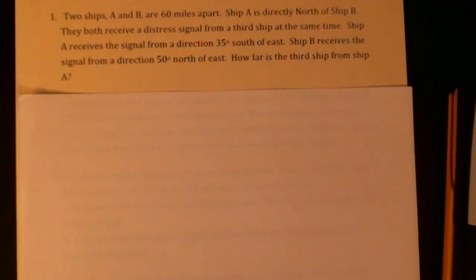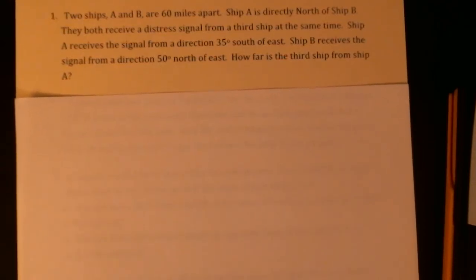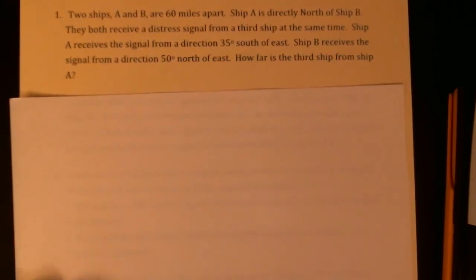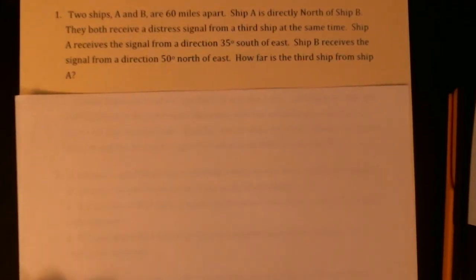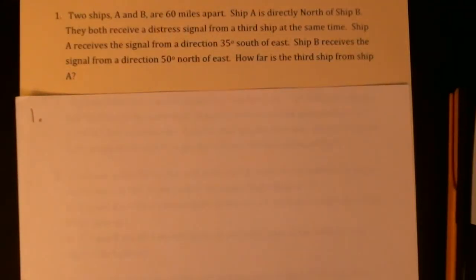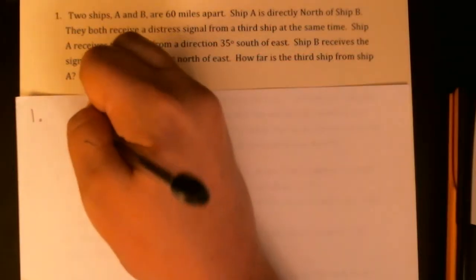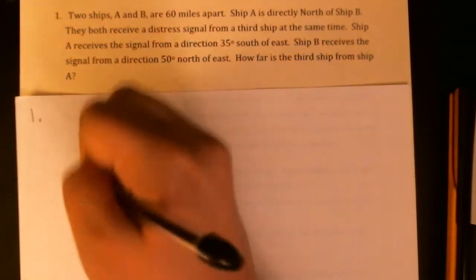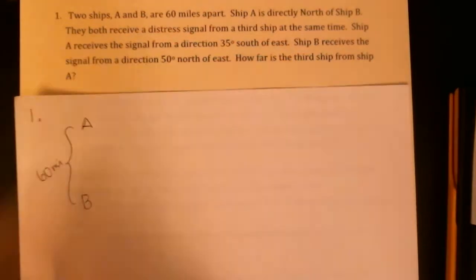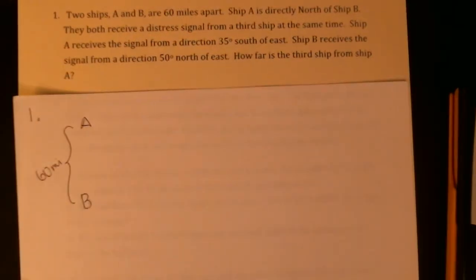Hi everyone. We're going to work through an example that requires us to use law of sines and/or law of cosines to solve an application. Okay, so in the first one, we have two ships, A and B, that are 60 miles apart. Ship A is directly north of ship B. Okay, so we know this is 60 miles and that A is due north of B.